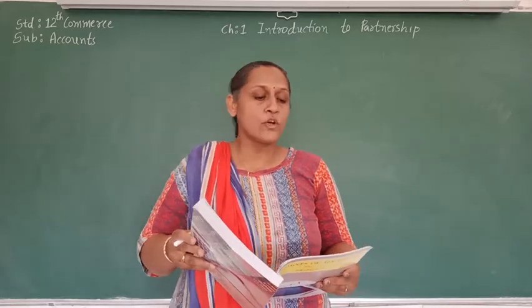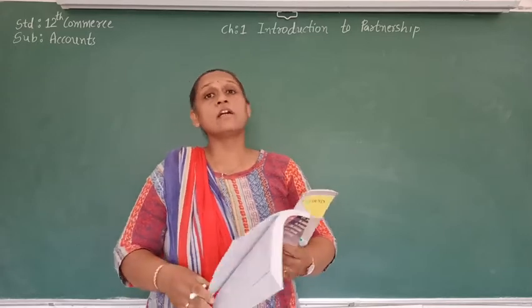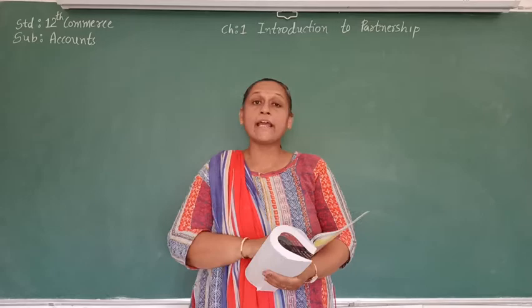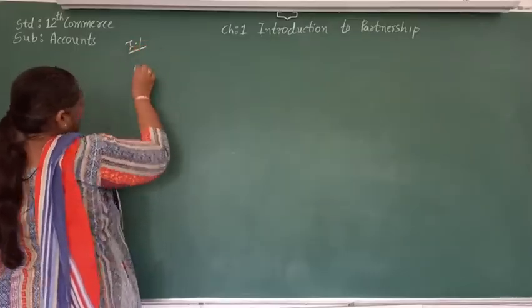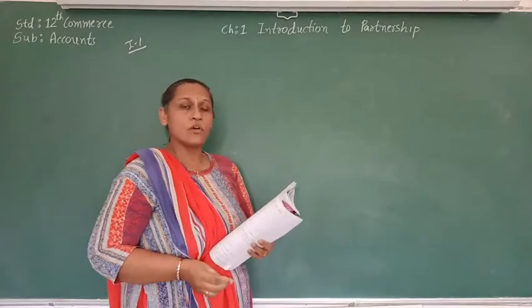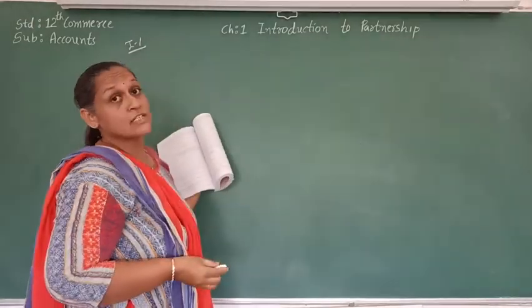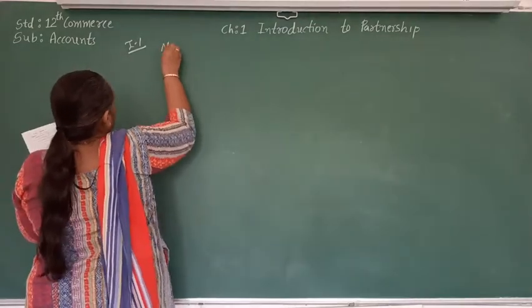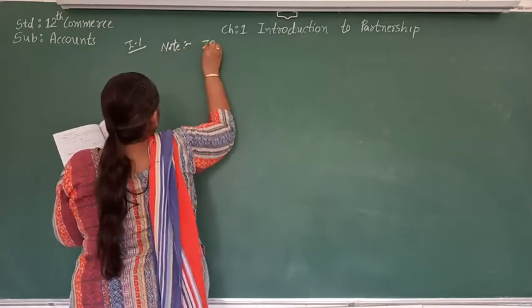Hiral withdraws rupees 500 in the beginning of every month. So here partner Hiral is withdrawing the drawing at the beginning of every month. As we know, when the partner withdraws money at the beginning of every month, we have to consider 7.5 months.